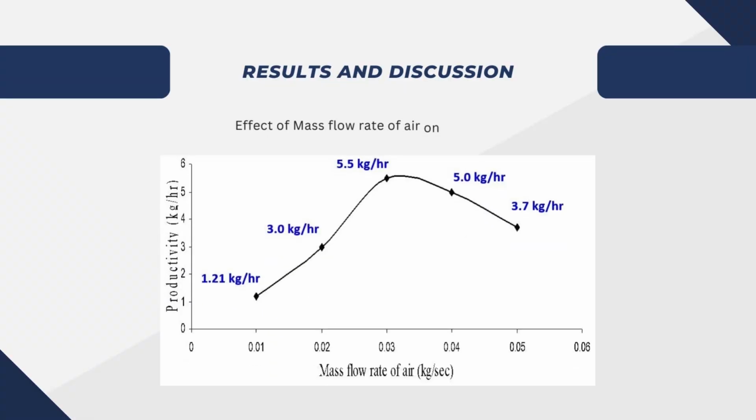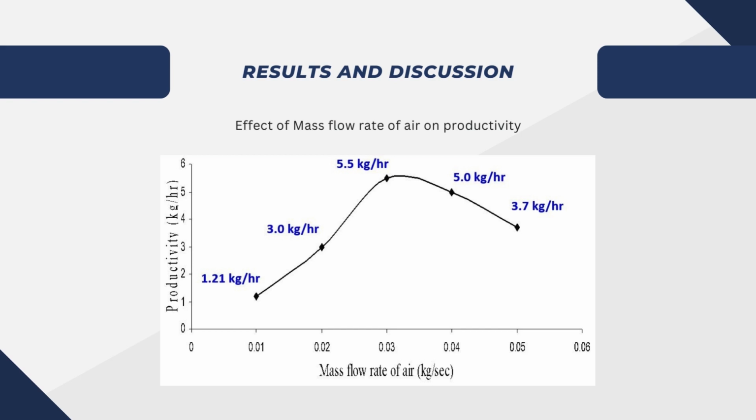The above result shows the superiority of the double pass solar air heater over the single pass solar air heater, particularly for the proposed desalination system. As can be seen in the graph, the productivity of the system increases with increasing air mass flow rate up to an optimum value and decreases after that value. This mass flow rate of air, which is 0.03 kg per hour with productivity 5.5 kg per hour, is the optimum value; any increase after it does not contribute to productivity.